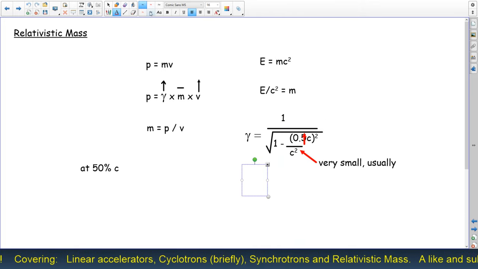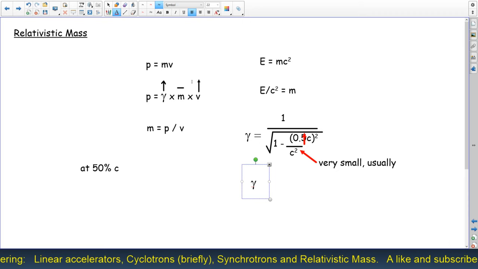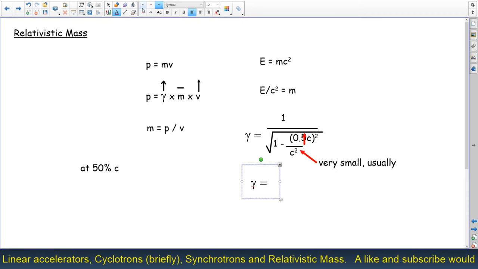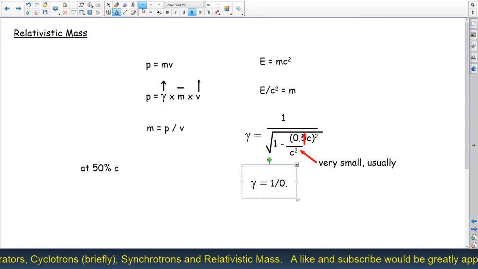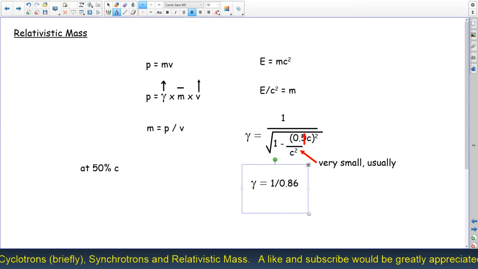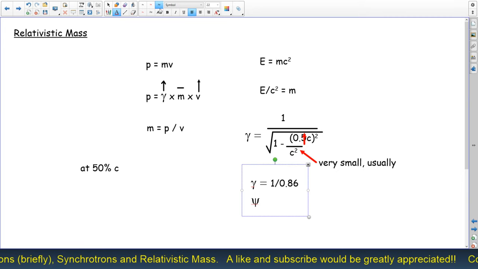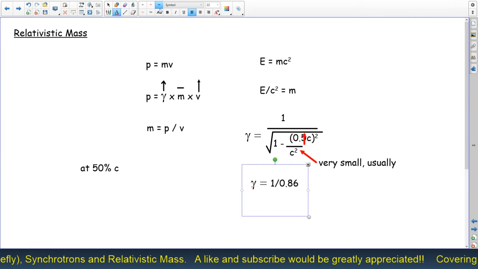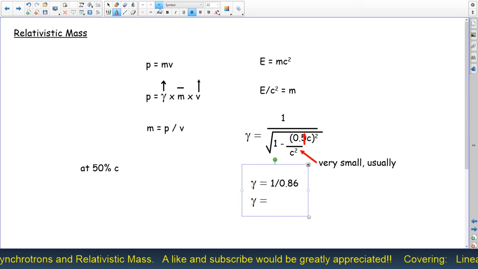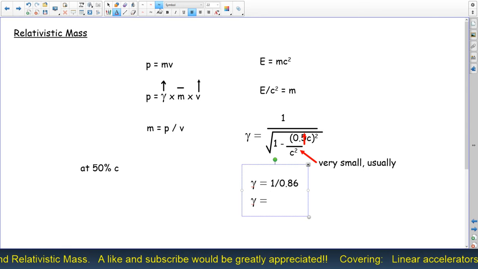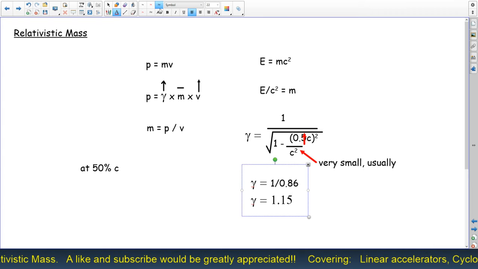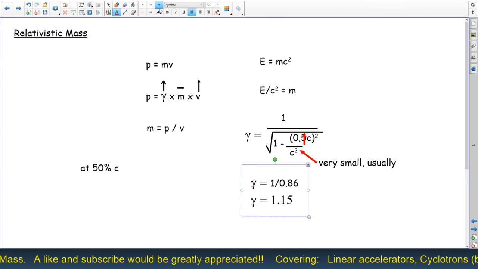So we get gamma is equal to 1 over 0.86. So gamma is equal to 1 over that, which is 1.15. Now, who cares? Who cares?